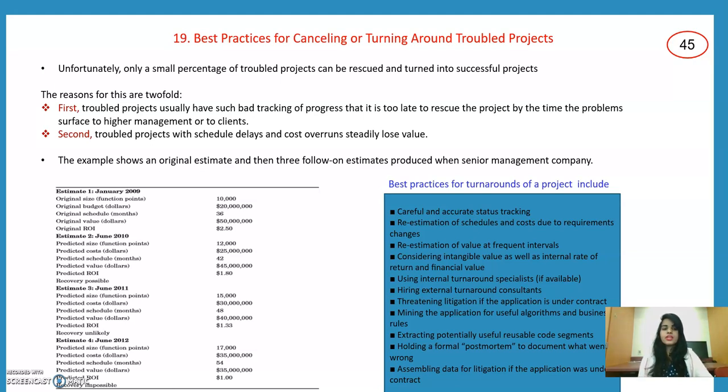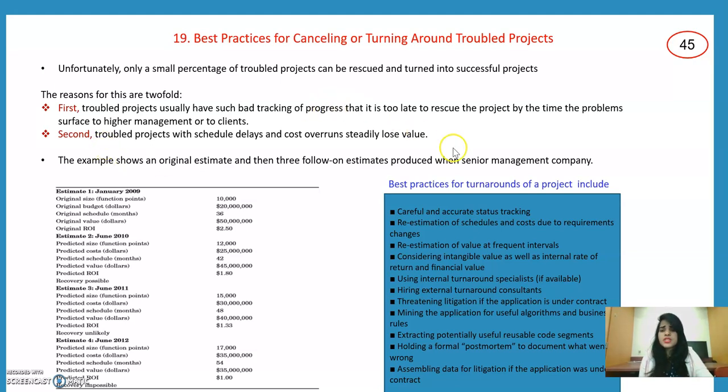The other one is best practices for canceling or turnaround projects. We need to keep an eye on canceling projects or turnaround projects, because there is a quote saying that we need to recover what we lost. Unfortunately, only a small percentage of trouble projects can be rescued and turned into successful projects. The reason is, firstly, trouble projects usually have bad tracking of progress, so it is too late to rescue the project by the time the problem surfaces to higher management or the clients. The second is that trouble projects with schedule delays and cost overruns steadily lose value.